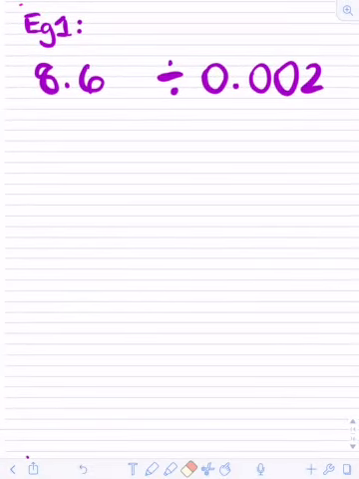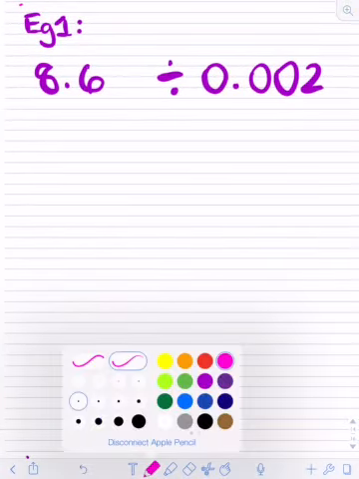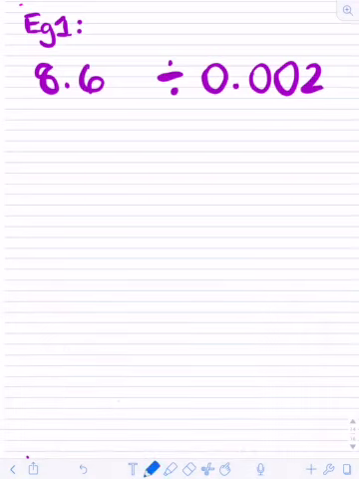Let's look at example 1. Example 1 states, how many times does 0.002 go into 8.6? Or 8.6 divided by 0.002. So we make the second number a whole number. Very important, make the second number a whole number.